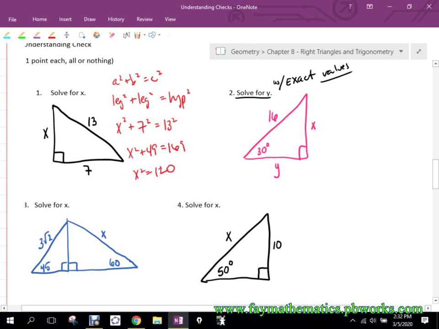X squared then is equal to 120, and then x is root 120, okay? If you had root 120, you got credit. If you changed that to x equals 10.95, you got credit. You wouldn't round this way, this would be an incorrect rounding, but if you wrote 10.9, I give you credit. If you rounded to 11, I give you credit, okay?